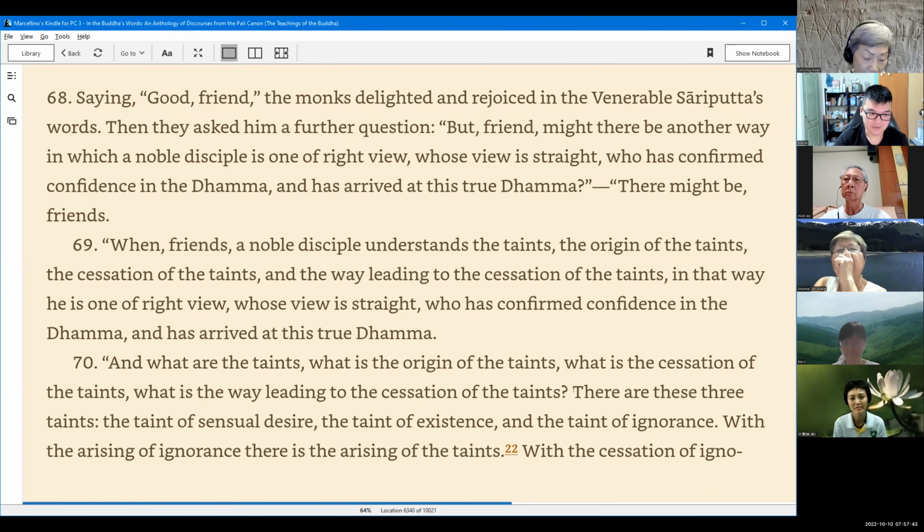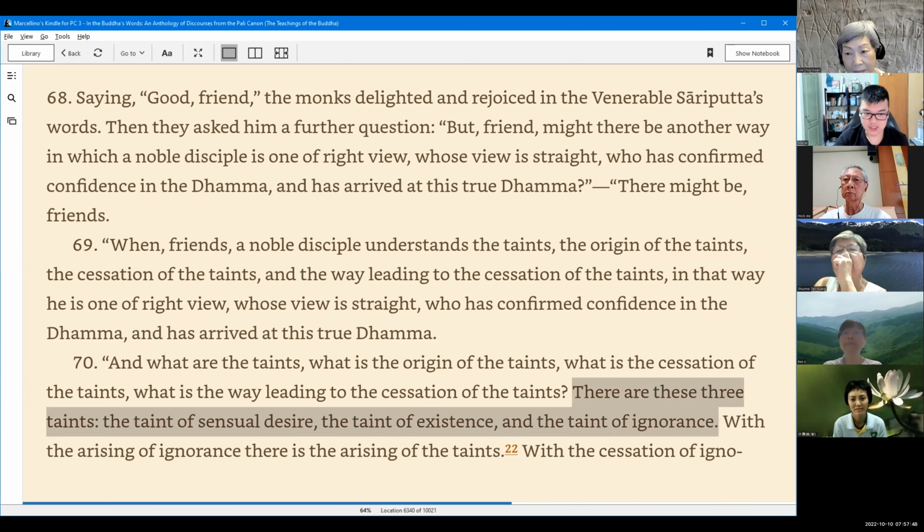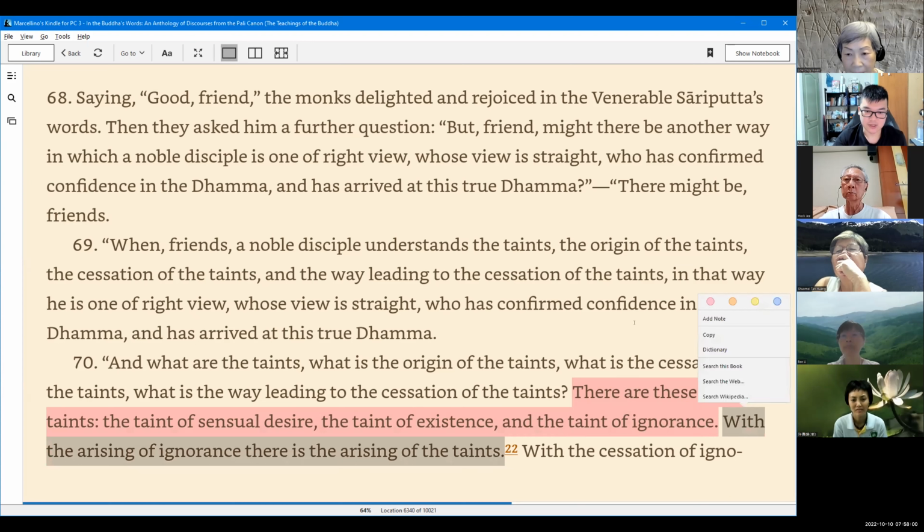So here, taints are defined as three: the taint of sensual desire, the taint of existence, and the taint of ignorance. And what causes the arising of taints is back again to ignorance. Okay, with that, we completed right view.